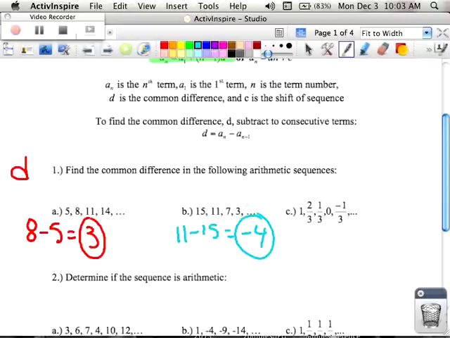And in the third one, if I take 2/3 minus 1, that's negative 1/3. Or in other words, I'm subtracting off 1/3 each time. My common difference is negative 1/3.